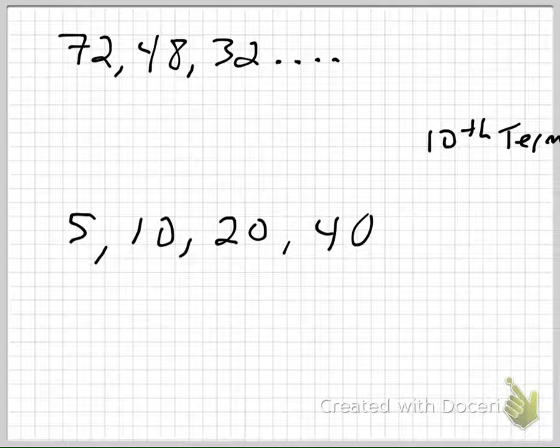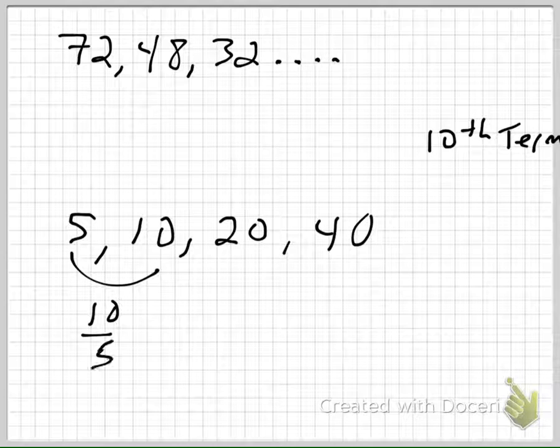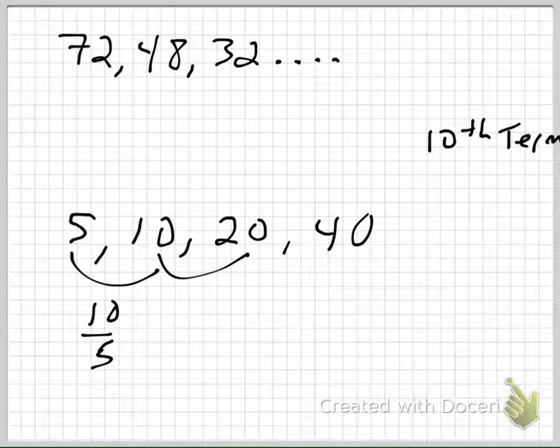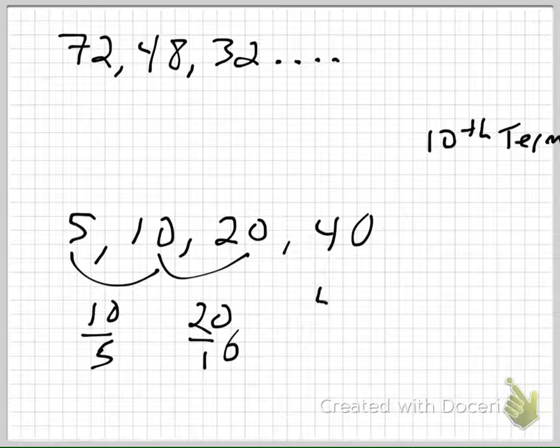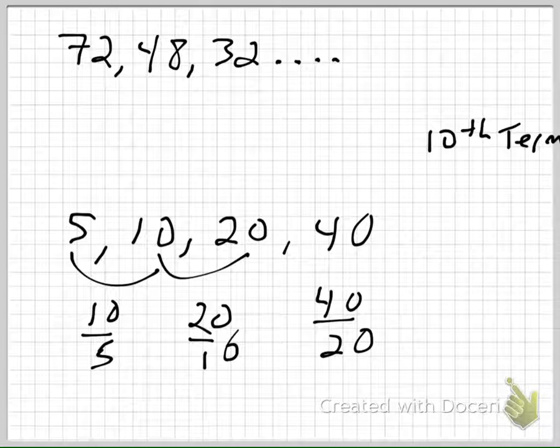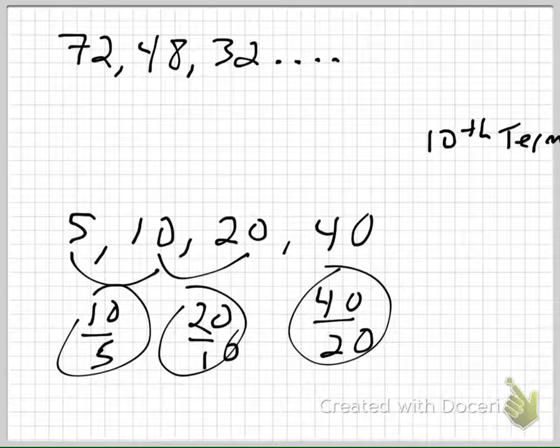You did it by doing this. From here to here, you take the second number and put it over the first. That makes 10 over 5. From here to here, you take the second number and put it over the first, which is 20 over 10. Then 40 over 20. And you see the common ratio is 2. Does that make sense? That's how you find the common ratio.